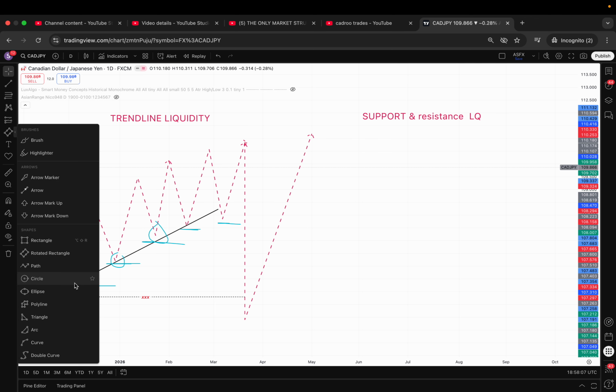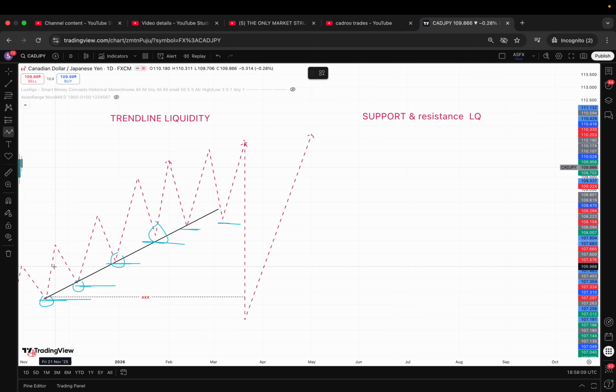So it's basically almost the same concept as the trend line, just that support and resistance is not in a trend line format. Retail traders buy at support and sell at resistance. So basically, this is what they believe.